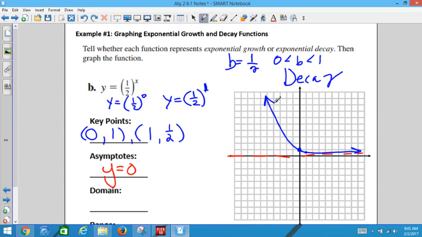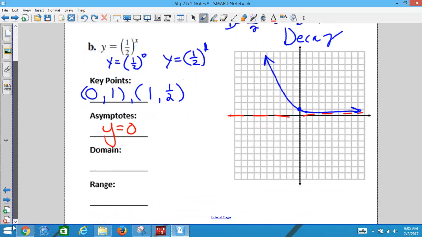All right, there. Oh, I forgot domain and range. What's my domain? All real numbers. What's my range? Y is greater than 0. Go ahead and take about 4 minutes, and you answer the next 4.